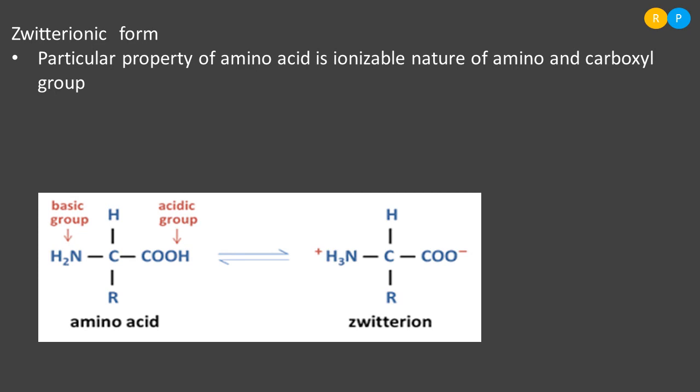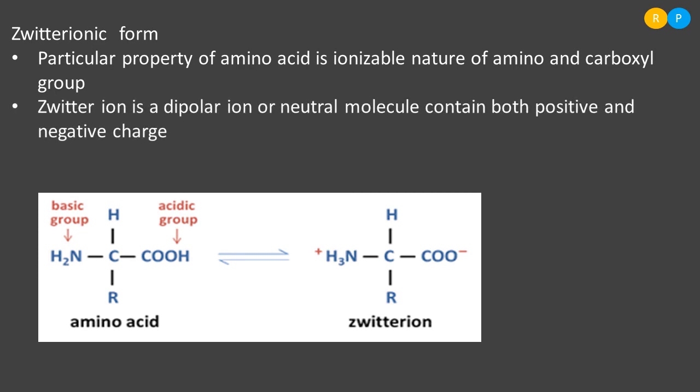How can we define this Zwitter ionic form? A Zwitter ion is a dipolar ion. Understood? It is also called a neutral molecule because it consists of both charges. A single amino acid consists of both charges, positive as well as negative. Right? So when the amino acid consists of both charges, when it is dipolar in nature, such a form of amino acid is called the Zwitter ionic form. Understood? And let us see what the nature of an amino acid is when it is placed in acidic and basic pH.